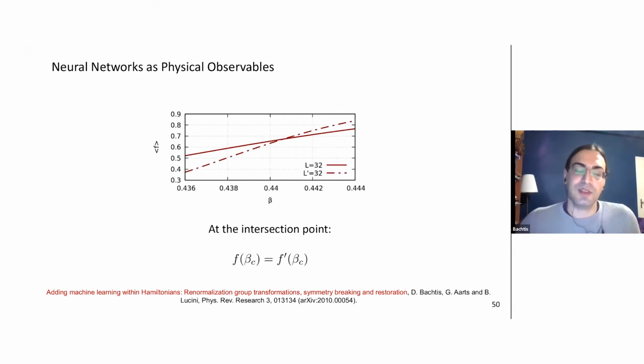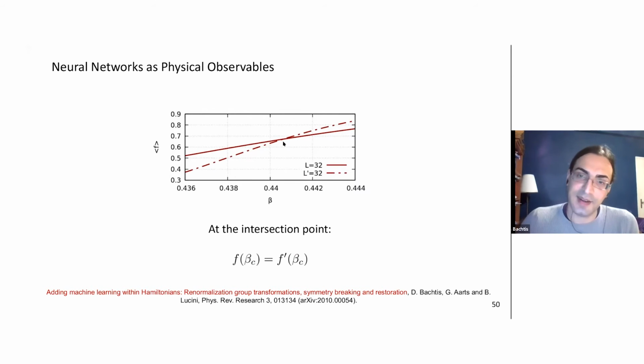So here you can see the result. This is the neural network function versus the inverse temperature for an original and a rescaled system of the same lattice size. You can see that the two neural network functions intersect at a point in parameter space, which is our first estimate of the critical fixed point.